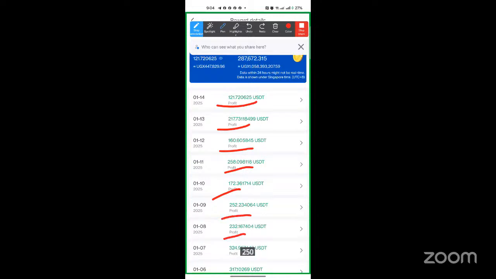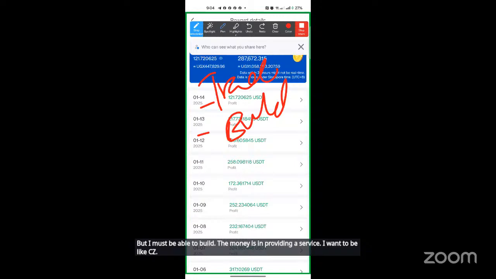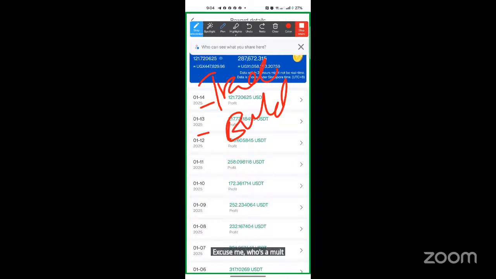So, yes, I'm a trader like anybody else. But I must be able to build because the money is in providing a service. I want to be like CZ, who's a multi-billionaire. Whenever you trade using the exchange, he makes money.